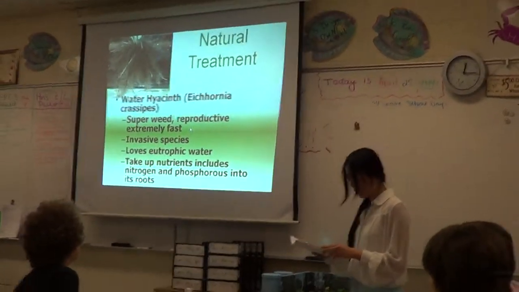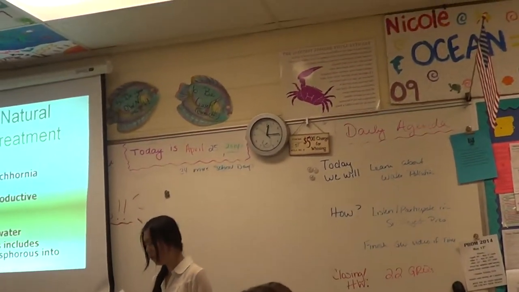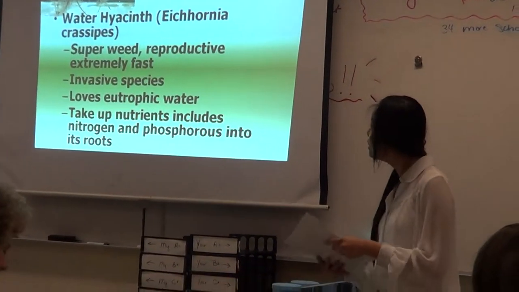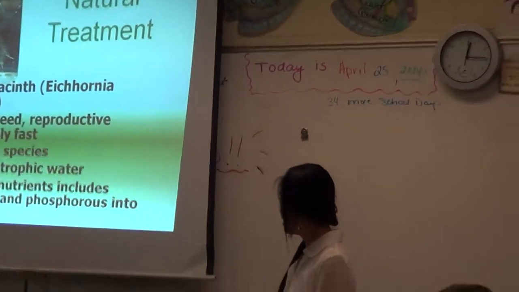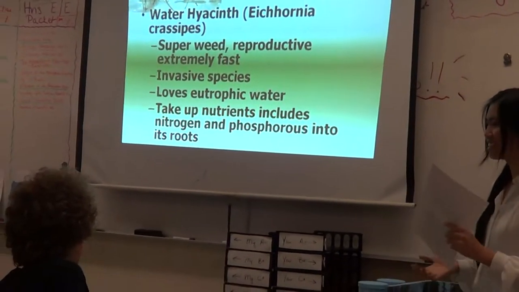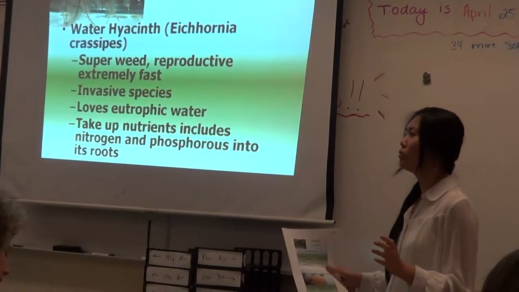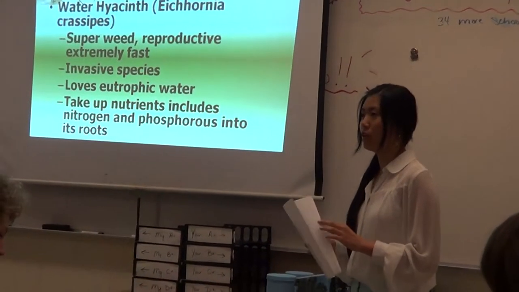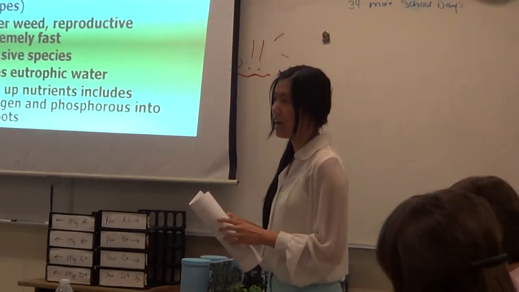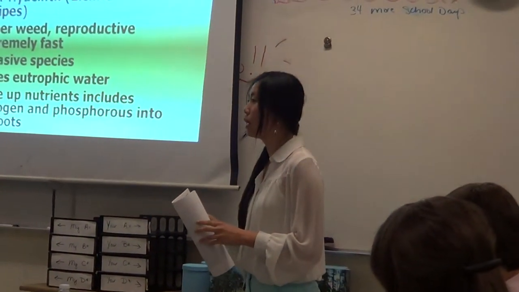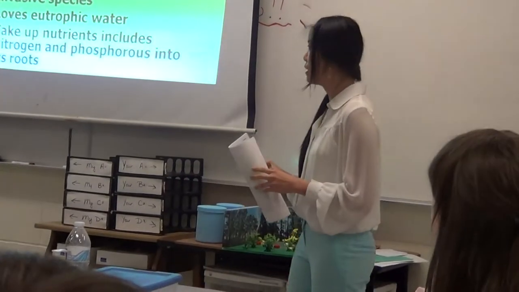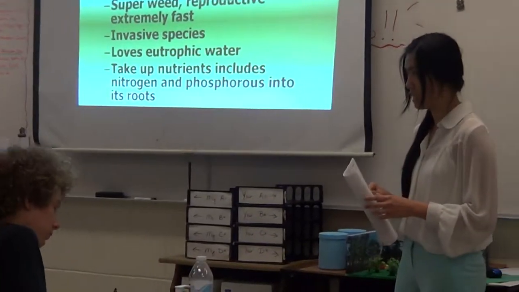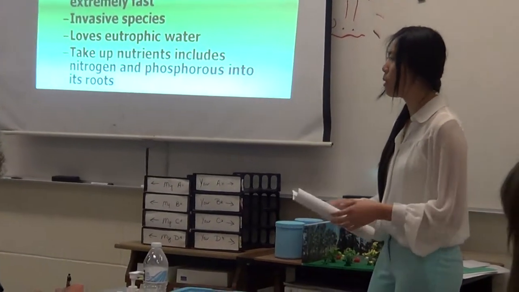So a natural treatment for water filtering is actually water hyacinth. That is what my project is on. Its scientific name is Eichhornia crassipes. It has been known since a long time ago. It's been called a superweed. Its reproduction is very fast. It can multiply in a lake in about 2 weeks. So it's an extremely invasive species. Scientific studies have tried to avoid them because there's really no way to control their population.